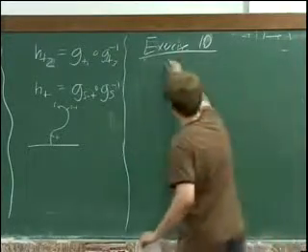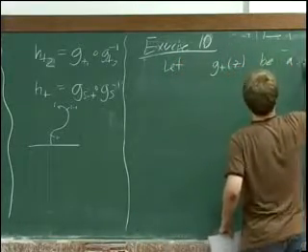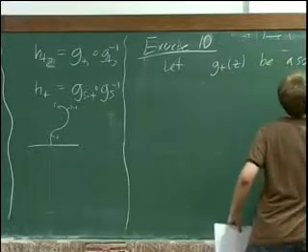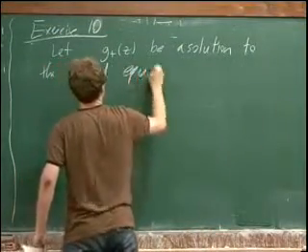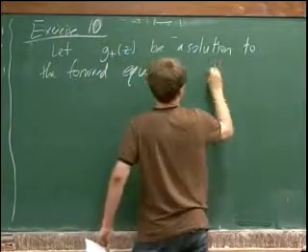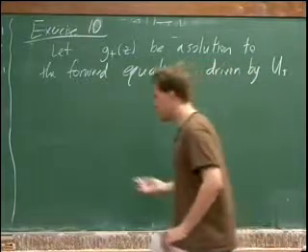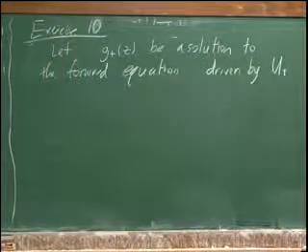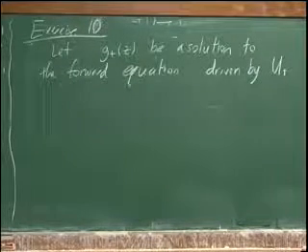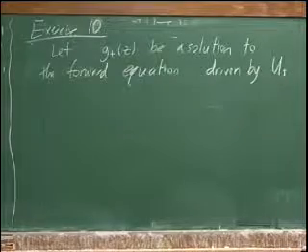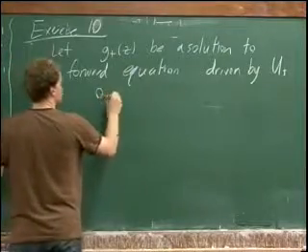Let g sub t of z be a solution to the forward equation driven by u sub t. So we have our forward equation in mind. In fact, we're only going to think about this forward equation from time 0 up to some fixed final time s, driven by u sub t for 0 less than or equal to t less than or equal to s.